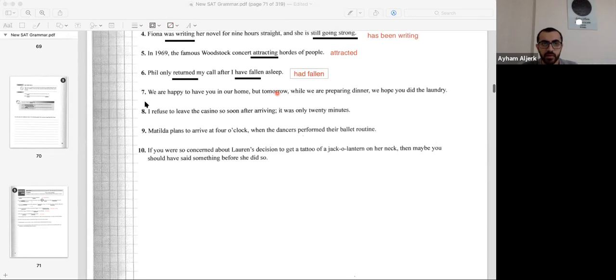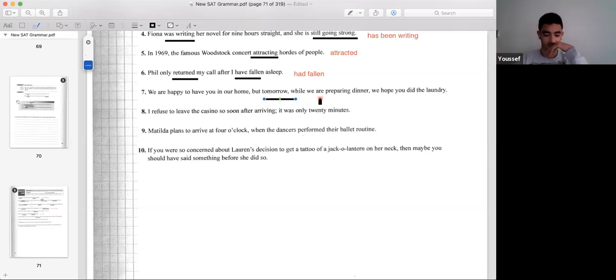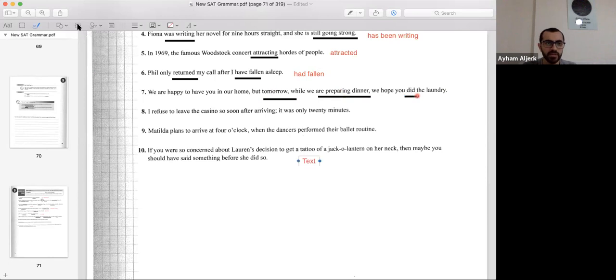Number 7, we are happy to have you in our home, but tomorrow, while we are preparing dinner, we hope you did the laundry. Let's take a look here. So we are happy to have you in our home, but tomorrow, reference to the future, while we are preparing dinner. So tomorrow, while we are preparing dinner, so we have present continuous with a future reference. We hope you did. We have past. So it's a problem. What is the answer? Will do. So we have to use will do.